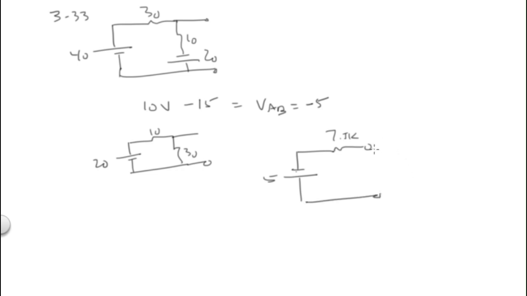Now if I add a 12.5K resistor across this, what is my VAB? It's 12.5 over 12.5 plus 7.5, or 20, times minus 5. Okay, so it's 12.5 divided by 20 times minus 5, or minus 3.125.